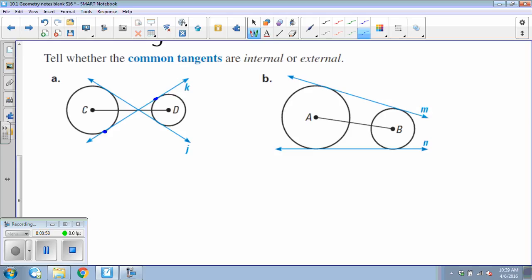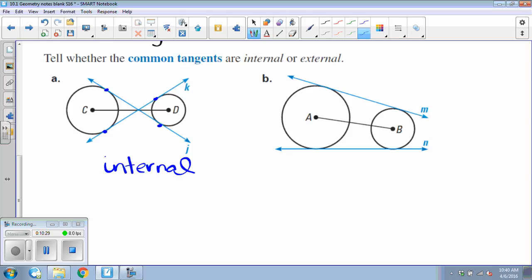So if the tangent line goes between the two circles, whether those circles are touching or not, that's an internal tangent line. So this is internal. Both of them are. This line here, line J, is a common tangent because it's tangent to circle C right there, and it's tangent to circle D right there. So it makes it a common tangent because it's tangent to both circles, and it goes between them, so it's internally tangent. Okay?